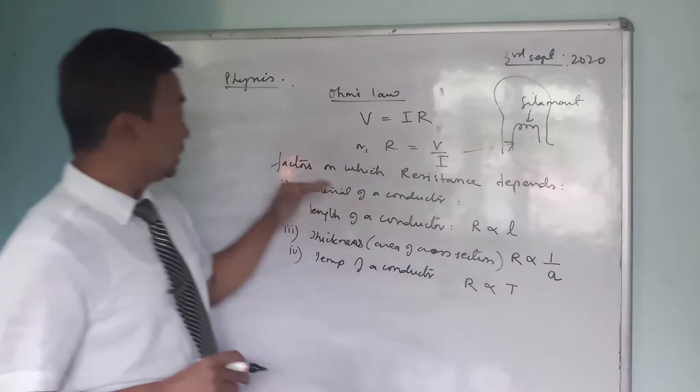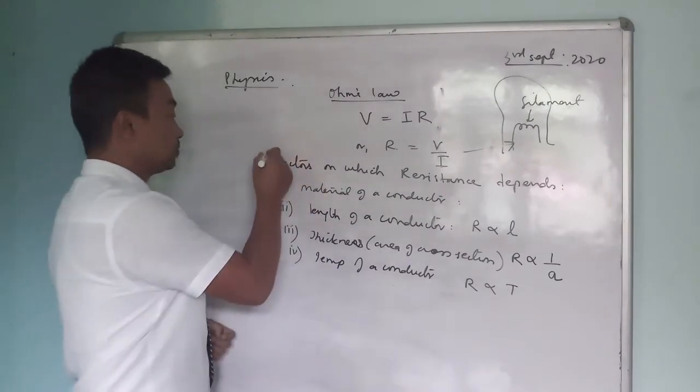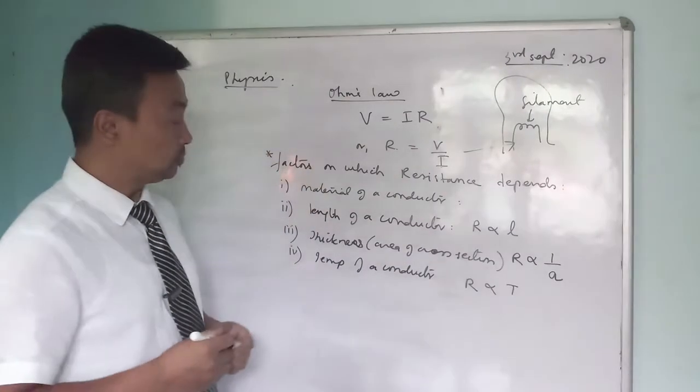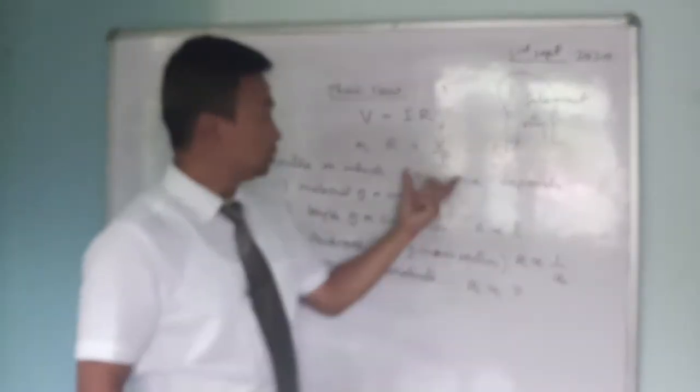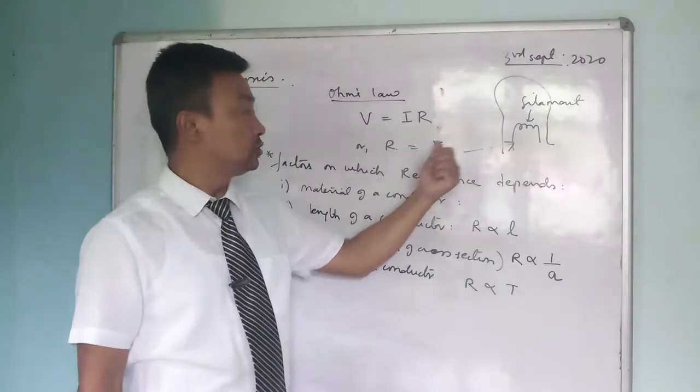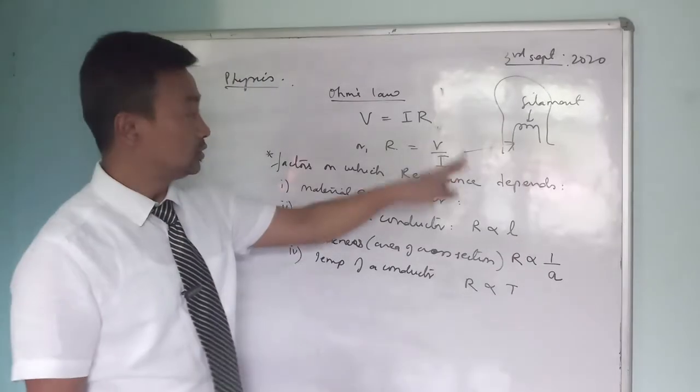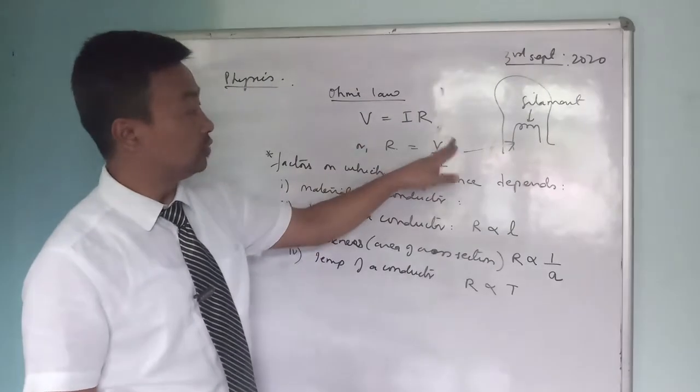So these are the four important factors on which the resistance depends. These are very, very important. Resistance is the obstruction to the flow of current. The formula is from Ohm's law, V upon I.